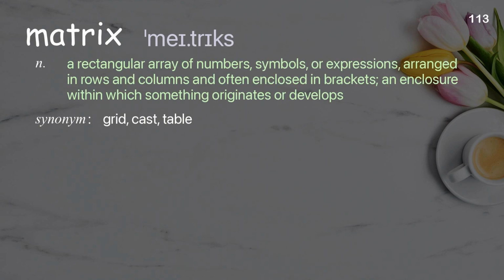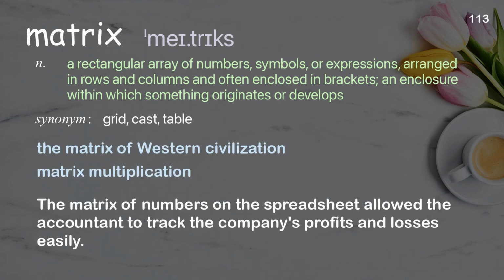Matrix. A rectangular array of numbers, symbols, or expressions arranged in rows and columns and often enclosed in brackets; an enclosure within which something originates or develops. Examples. The matrix of Western civilization. Matrix multiplication. The matrix of numbers on the spreadsheet allowed the accountant to track the company's profits and losses easily.